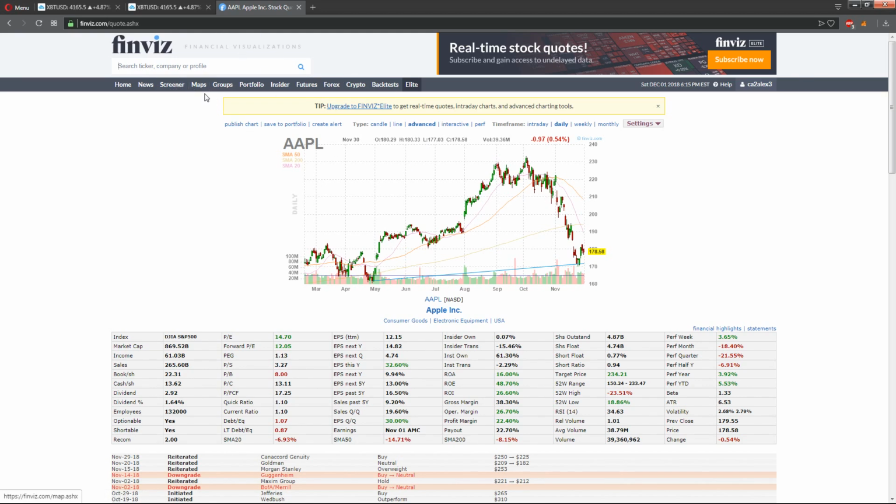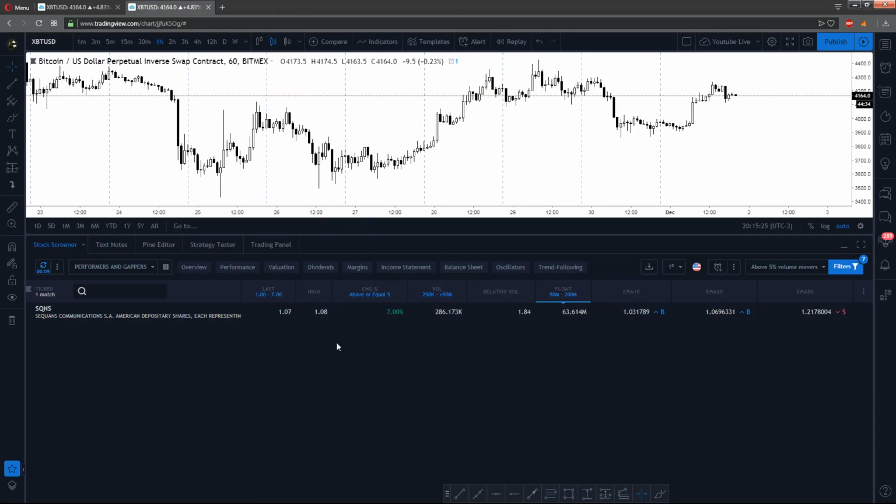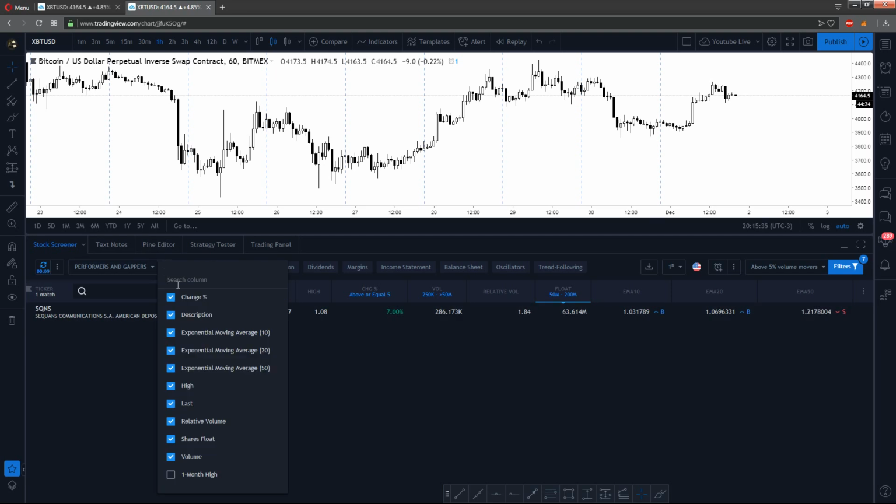They also have a screener, which is pretty good, but if you don't have their paid version, it's a little delayed. If you have the paid version of TradingView, this is not delayed. This is live. Okay, so once you set up the screener, what you're going to do is go over here to this little columns button, the column setup, and grab all of these that I have here. Change percentage, description, EMA 10, EMA 20, EMA 50, buy, last, relative volume, shares float, and volume.